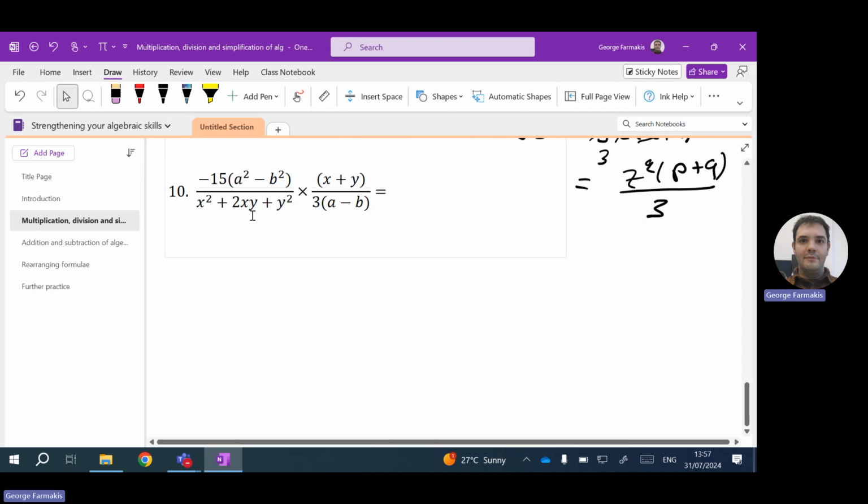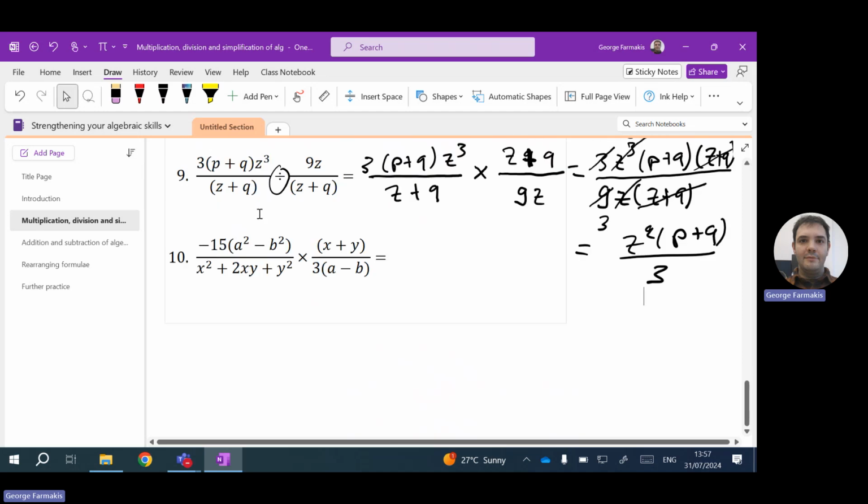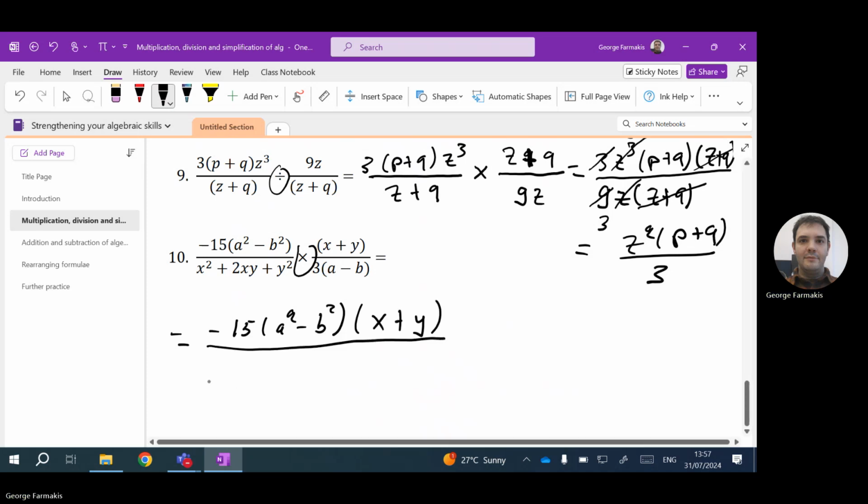Let's do this final example. Here we have multiplication, so we just multiply numerators with numerator, denominator with denominator. Okay, let me write it first. So we have minus 15 a to the square minus b to the square x plus y over x to the power of 2 plus 2xy plus y to the square times 3a minus b.